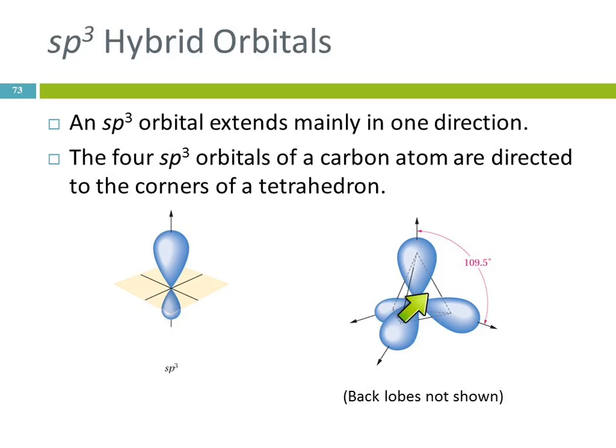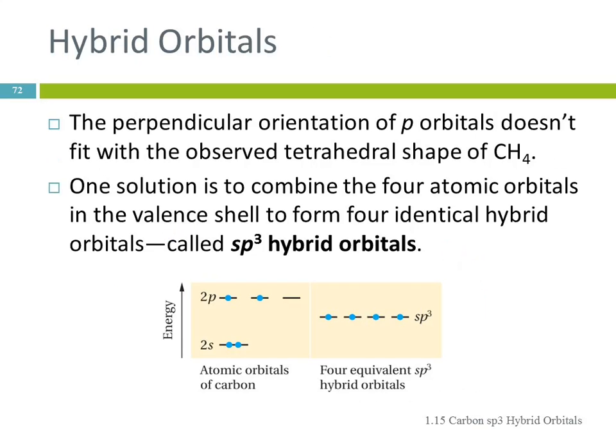But this is a great explanation because now we would predict that carbon would form a tetrahedral shape when it makes bonds. And if we look at these hybrid orbitals, they each have 1 electron in them. And so each is going to form 1 bond, carbon's going to form a total of 4 bonds, and it's going to have a tetrahedral shape. And that matches up really nicely with our observations of what happens.